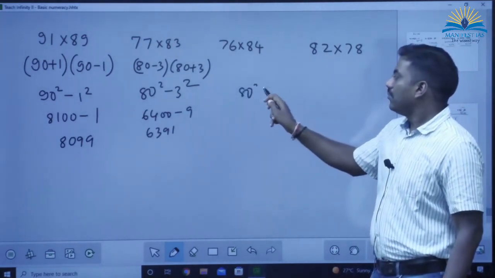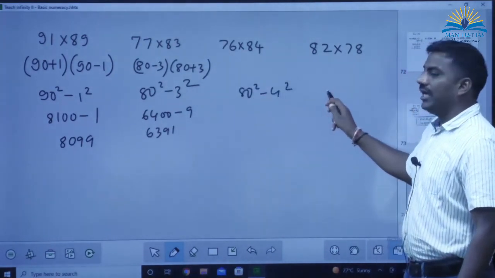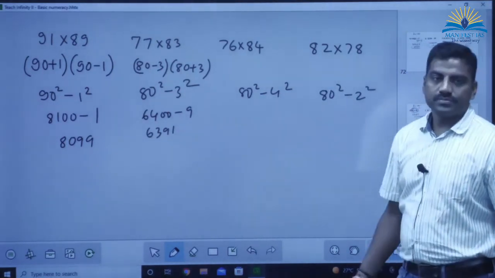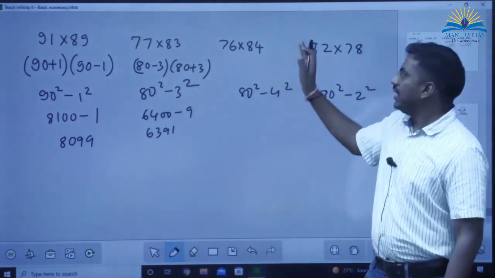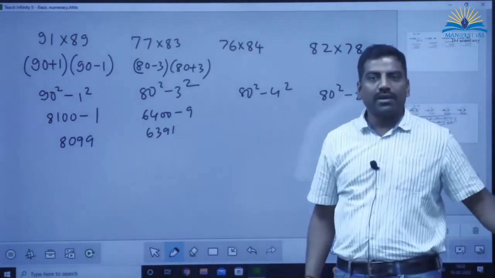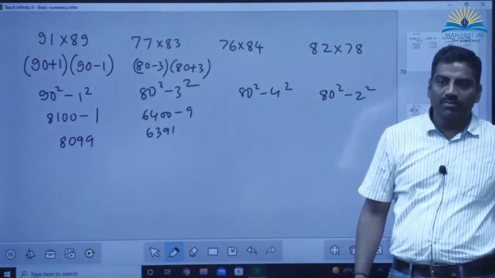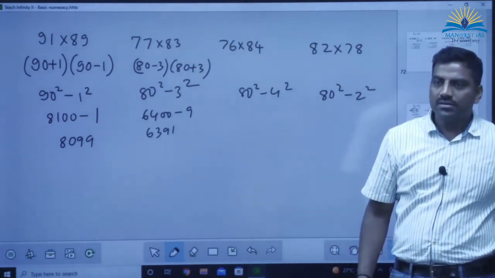Similarly, 80 square minus 4 square. Similarly, 80 square minus 2 square. So wherever we get such numbers in our calculations, we should try to solve them like that. Okay, fine. Cool.